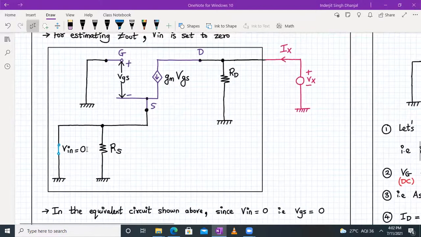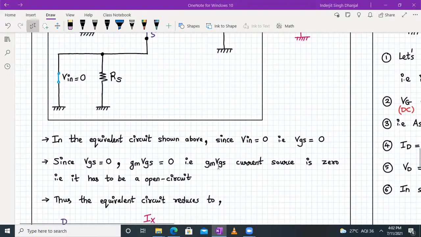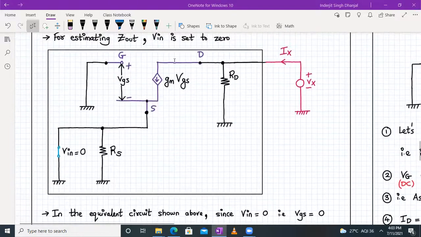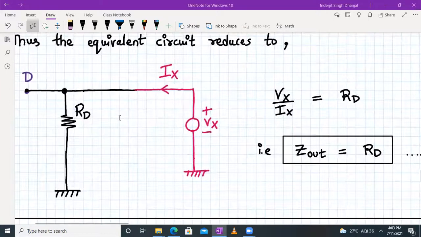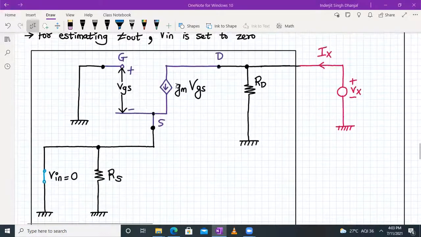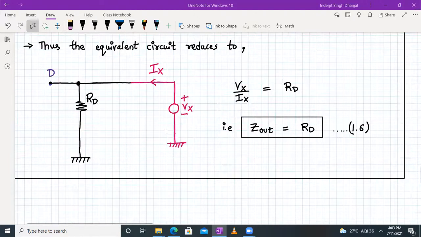Now, since Vin is 0, and Vin and VGS are related, Vin is equal to minus VGS. We have seen that before. If Vin is 0, VGS will be 0. If VGS is 0, the gm times VGS current source will also be 0. That means the gm VGS current source has to be replaced by an open circuit. When we do that, we get the equivalent circuit in this form.